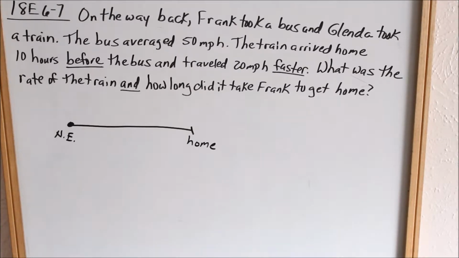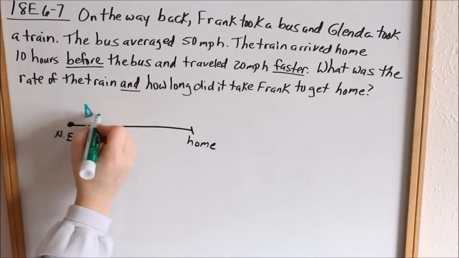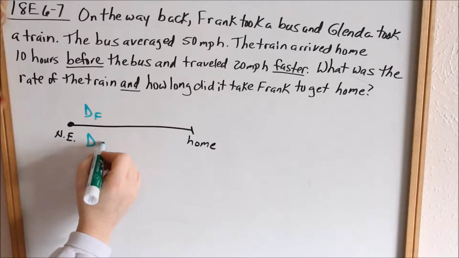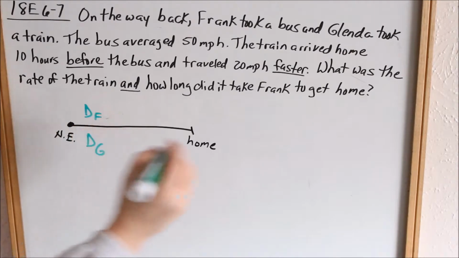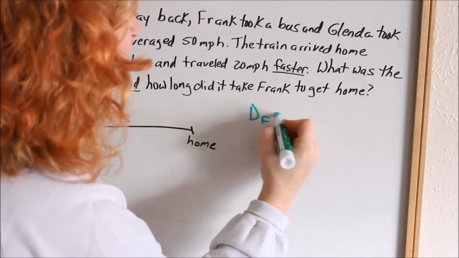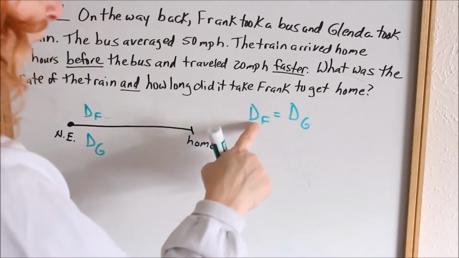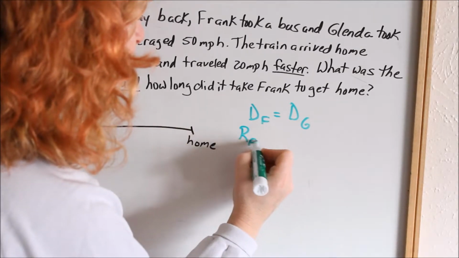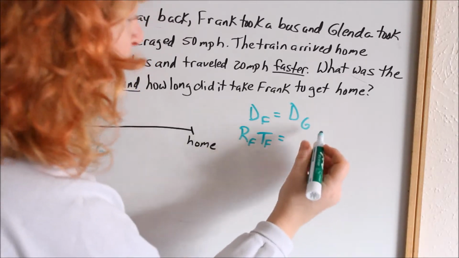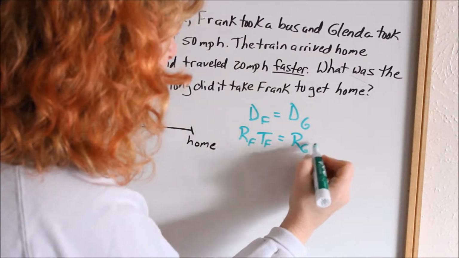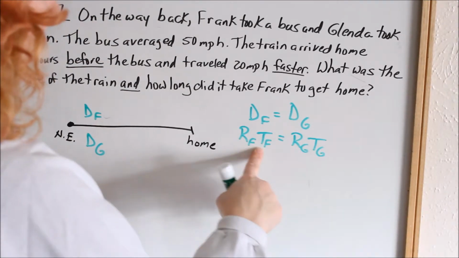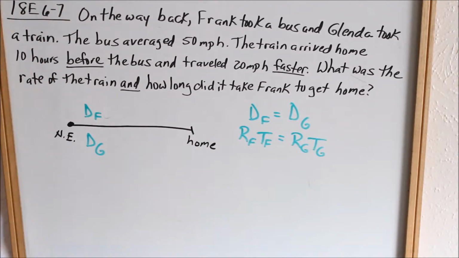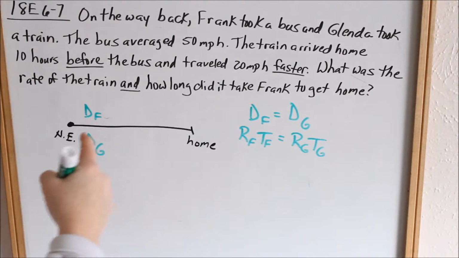So we're going to be dealing with the same thing. Their distances are equal. So here's going to be Frank's information. Here's going to be Glenda's information. So let's just go over here. We know that Frank's distance is going to be equal to Glenda's distance. Well, Frank's distance is his rate times his time, and Glenda's distance is her rate times her time. And these are all just subscripts to label. This is Frank, this is Glenda. Okay, so let's go back to the problem and find out all of our information.